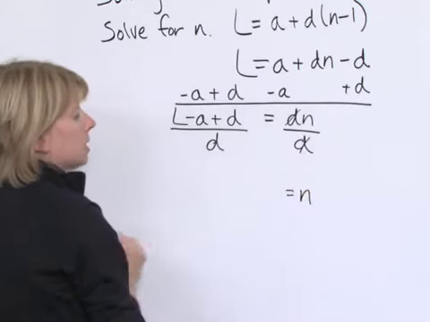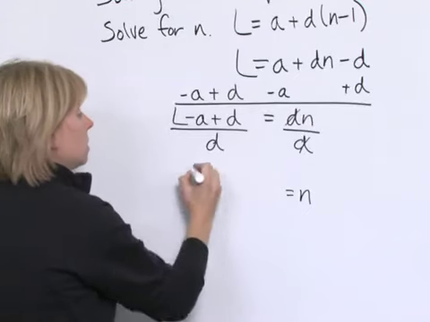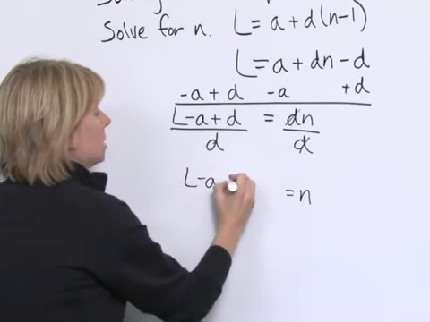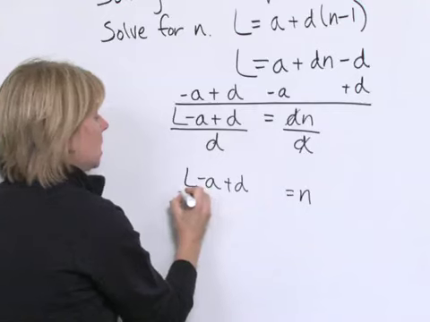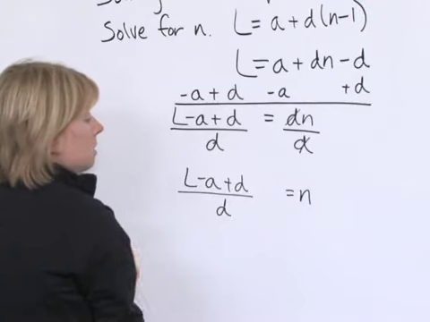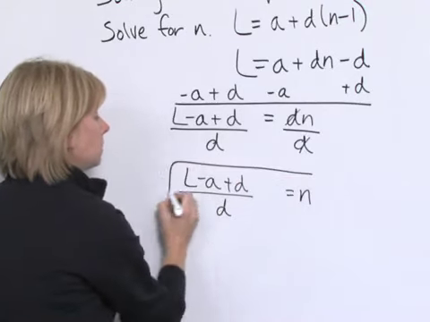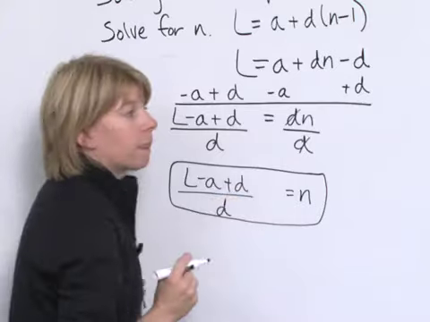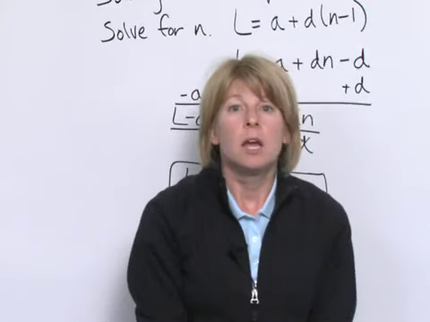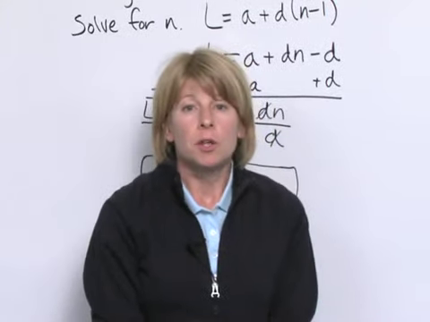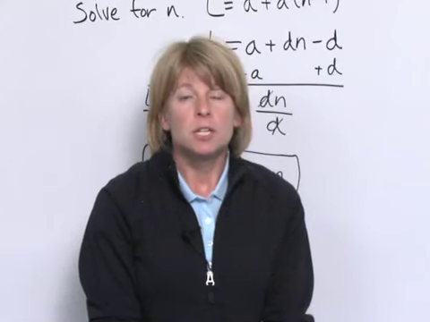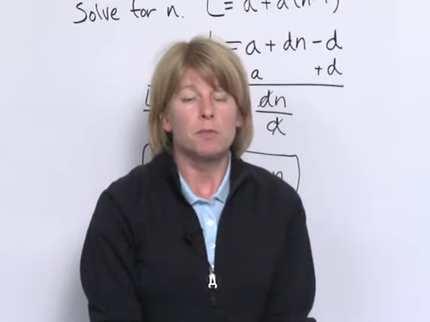And finally, we have n isolated. N equals L minus A plus D, all divided by D. Remember our helpful hint. With a literal equation, just like any other equation, if there are parentheses, use the distributive property first to remove those parentheses.